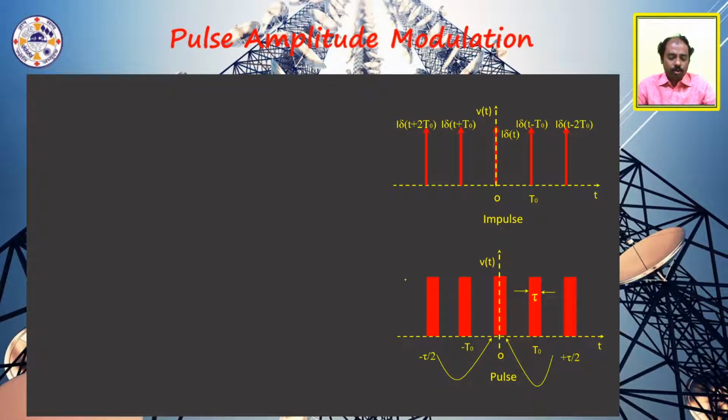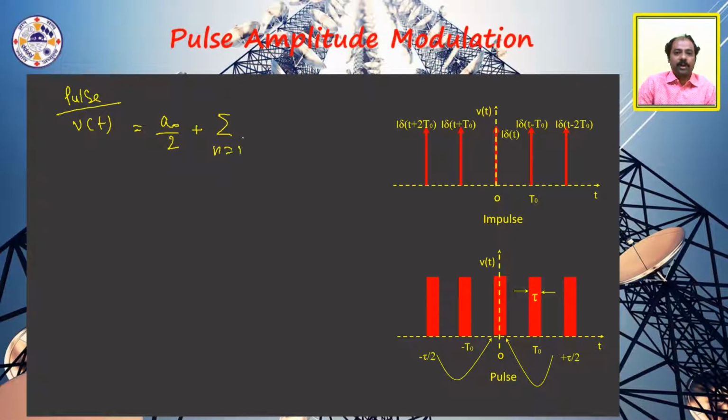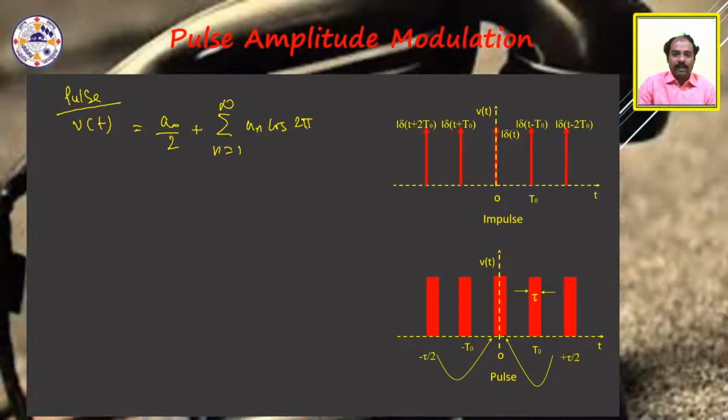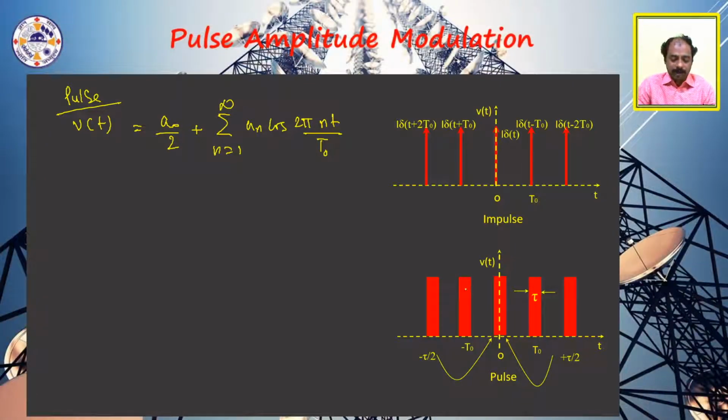Okay. So I now want to define the pulse in terms of a Fourier expansion. So the pulse can be written as v(t) equals a0 by 2 plus the summation over n equals 1 to infinity of an cos(2 pi n t by t0). Fine. Now we are considering only the cosine term because from the figure you can see that it is an even function.